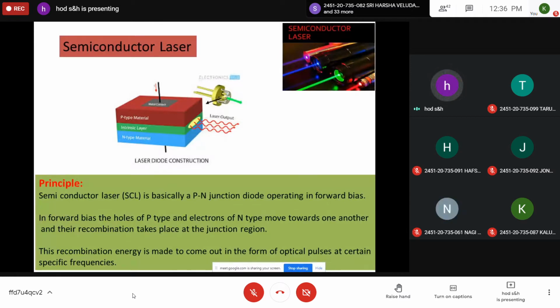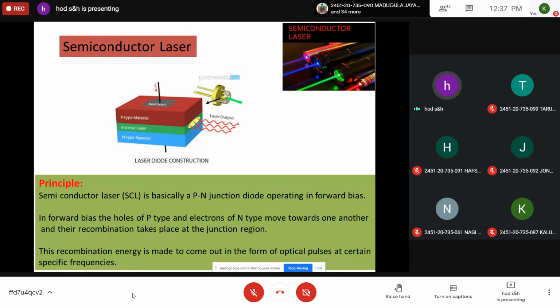Under forward bias arrangement, the holes are repelled by the positive plate and the electrons are repelled by the negative plate, and they travel across the junction. More charge carriers are available in the junction region. So under proper forward bias voltage, the current will be more. This is the forward bias arrangement. So a semiconductor laser is basically a PN junction diode which can be operated in forward bias.